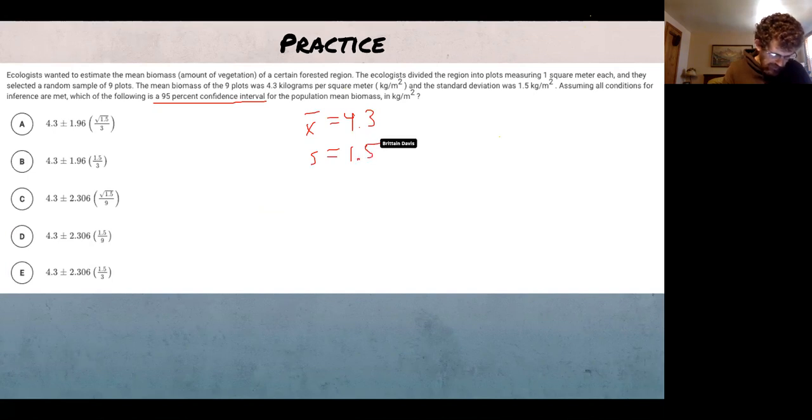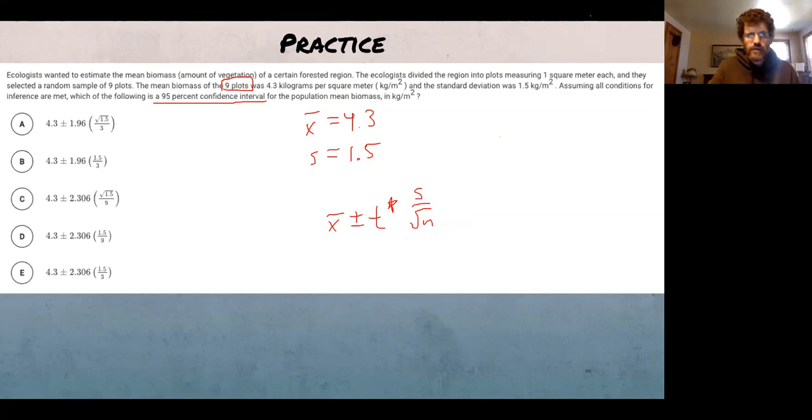I know that the formula for this is going to be X bar plus or minus T star times S divided by the square root of N. My sample size right here looks like they only use 9 plots. So this is going to be a little bit weird. 9 is definitely not enough for us to meet the central limit theorem, but they throw this in here to make it all okay. Assuming all conditions for inference are met.